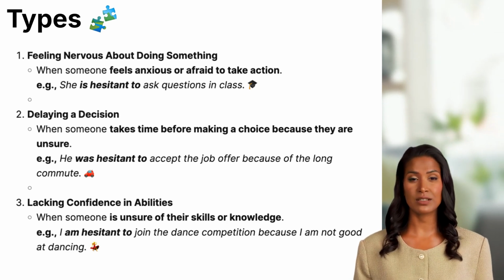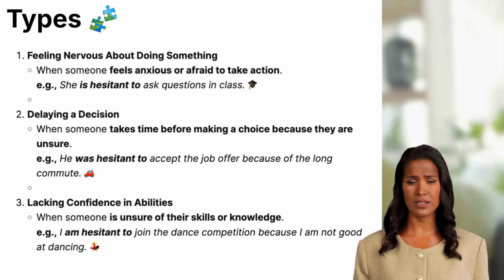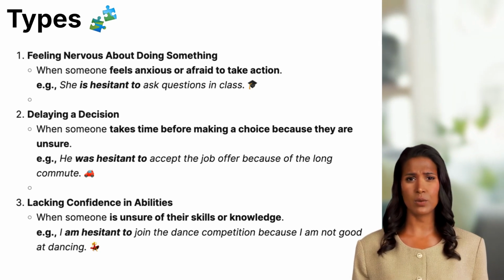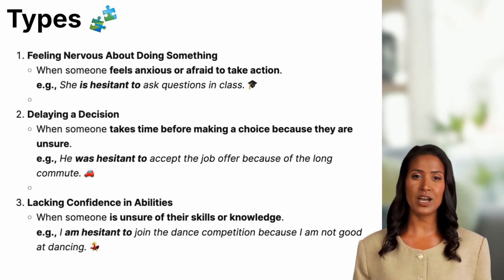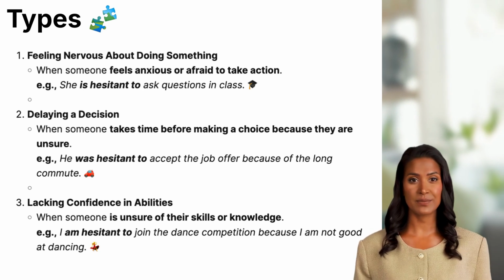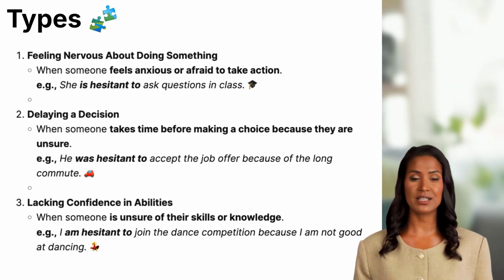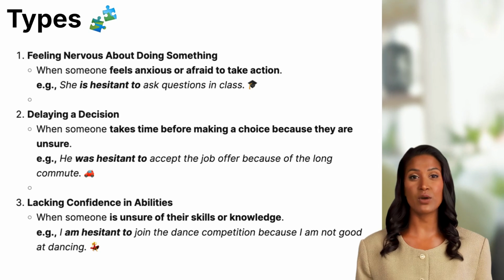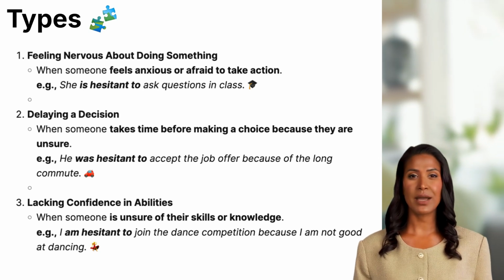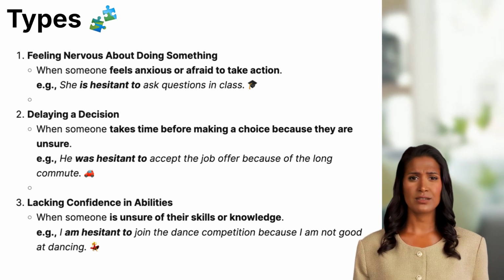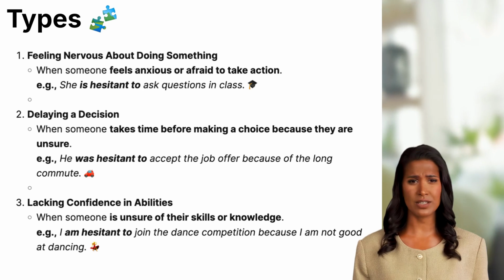More examples. She is hesitant to buy the dress because it's expensive. They were hesitant to book the flight because of unpredictable weather. If someone takes extra time to make a decision, they are hesitant to decide. 3. Lacking confidence in abilities. Use be hesitant to when someone feels unsure about their skills or knowledge. Example, I am hesitant to join the dance competition because I am not good at dancing. This means I don't feel confident enough to participate.